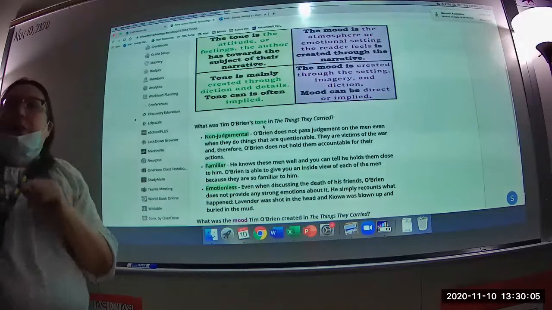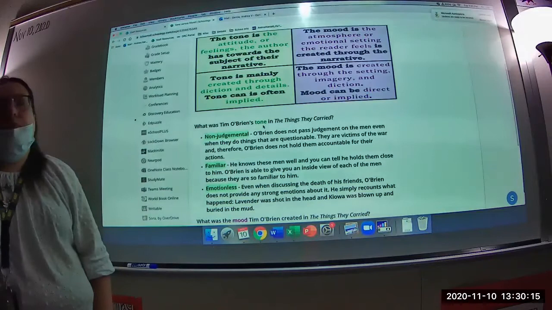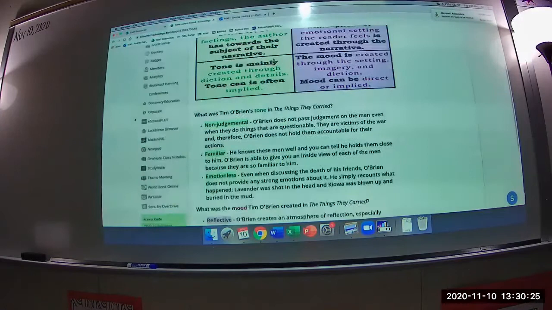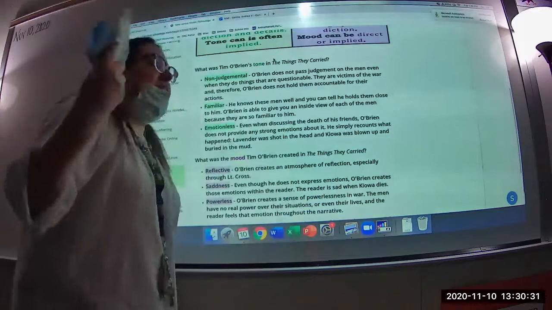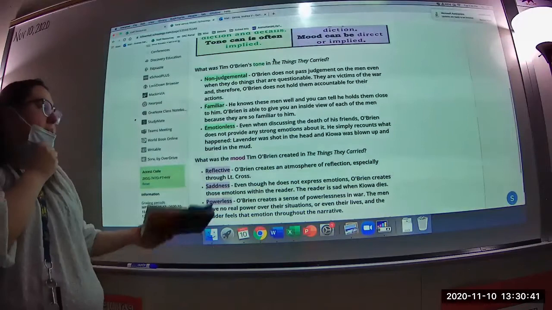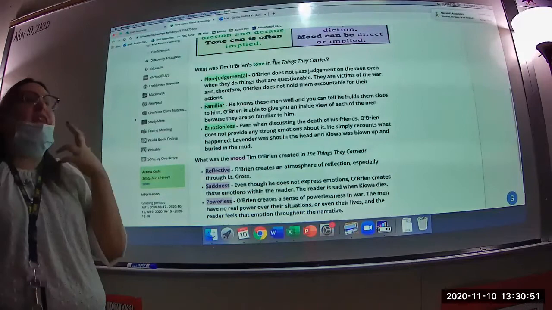But what about the mood that he creates? What are the emotions that it inspired in you? Sadness, okay. Fear, okay. Those are some good ones. So when we think about it, some of the most common ones, it's reflective, right? Because we see the soldiers reflecting on their lives, especially when it comes to Lieutenant Cross. And by seeing that, that makes us feel reflective. What is he feeling? What is he thinking? Sadness. Even though O'Brien himself never comes out and says, I'm sad, we actually feel that sadness through the way he talks about the characters and how they die.